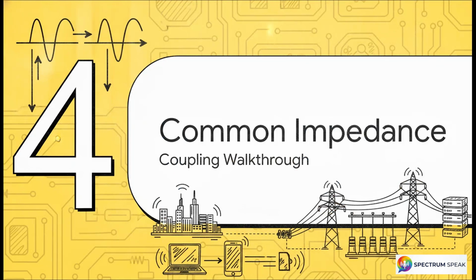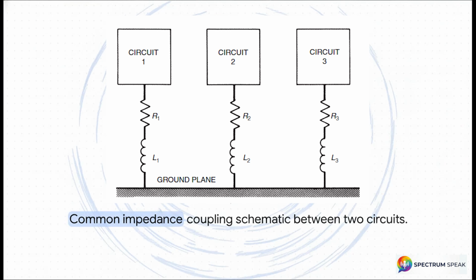All right, Section 4, Common Impedance Coupling Walkthrough. Let's take all this math out of the abstract and apply it to a concrete, real-world example to really lock in your intuition. In this schematic, look at how circuit 1 on the left and circuit 2 on the right have return currents, I1 and I2. They both flow back to the power supply through a shared bottom wire.